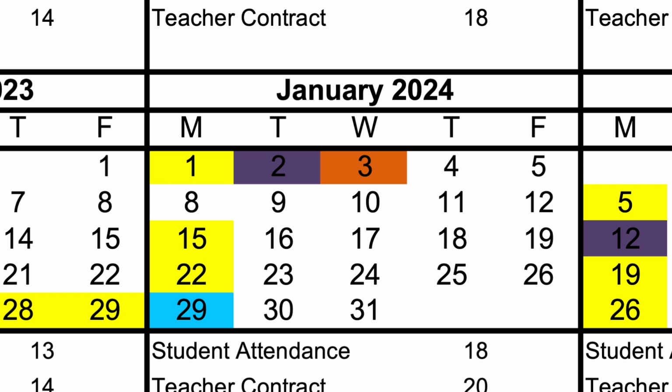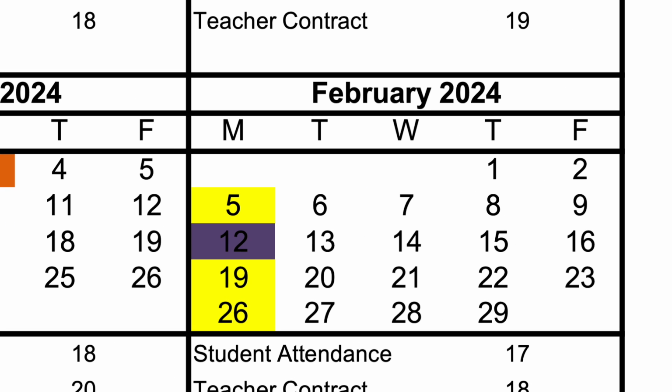And the 29th being a teacher PD day. In February, the 5th is a day that is off for our students and our teachers, with the 12th being a work day, and then the 19th of February is President's Day, and the 26th would be off for students and our teachers.